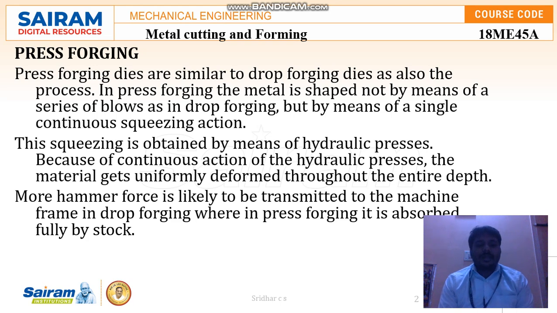In drop forging, we mainly focus on filling the cavity between the dies by applying continuous blows of hammers. Here we are not going to use continuous blows as in drop forging. Mainly we use a continuous squeezing action, and because of that only, the material will be filled between the two dies. That is one of the major differences between die forging and press forging.